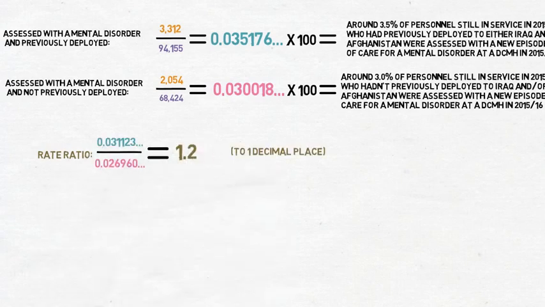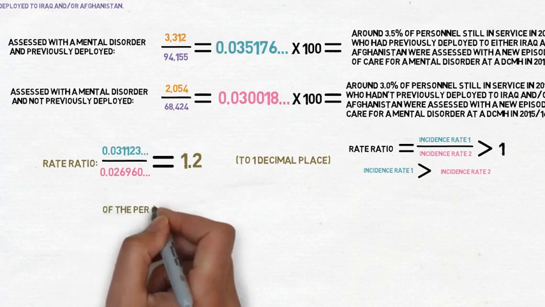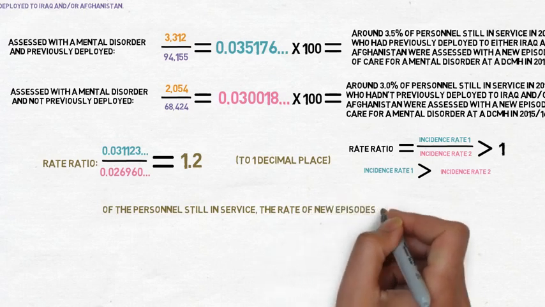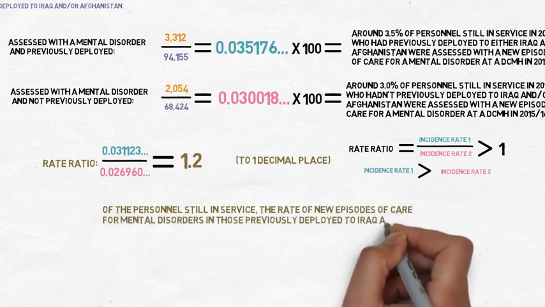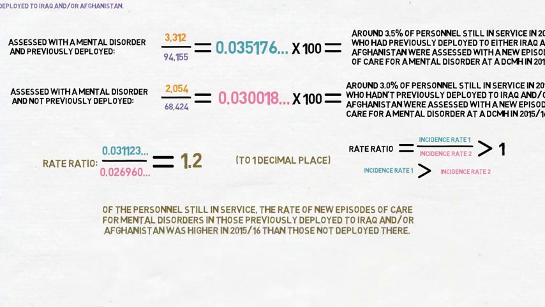As this is bigger than 1, the incidence rate on top of the fraction is larger than the other incidence rate. Therefore, for this example from the report, this means that of the personnel still in service, the rate of new episodes of care for mental disorders in those previously deployed to Iraq and/or Afghanistan was higher in 2015-16 than those not deployed there.